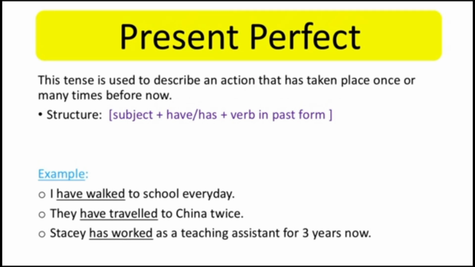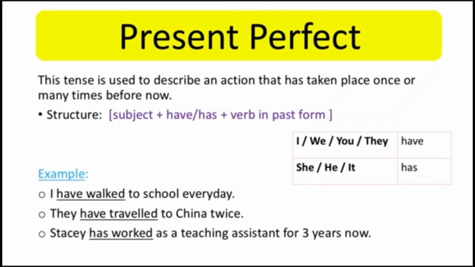In these examples, the time periods are continuing. For example, Stacy's career is still continuing, therefore it's in the present tense. If we are using the subject I, we, you, they, we generally use have, and for subjects she, he, it, we use has.